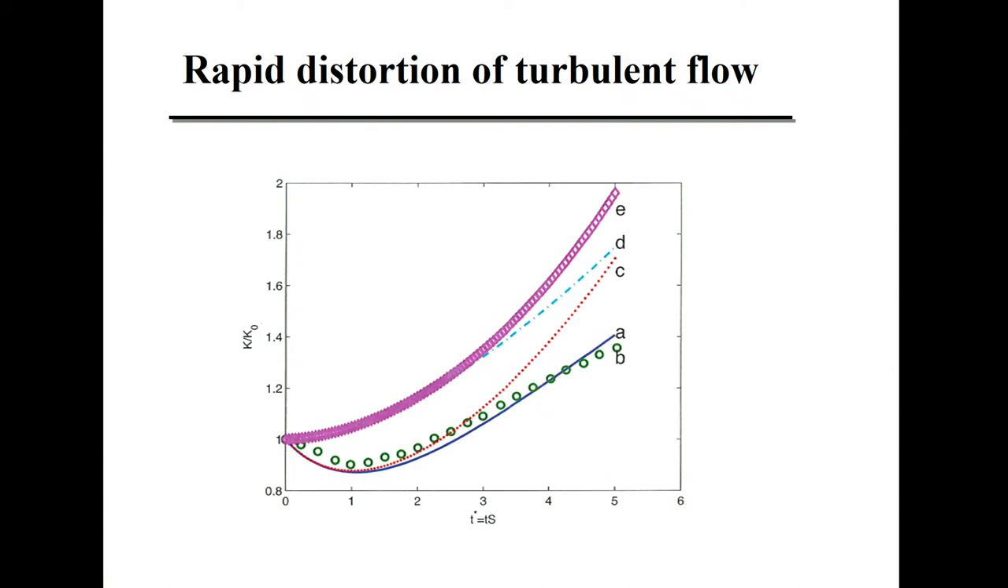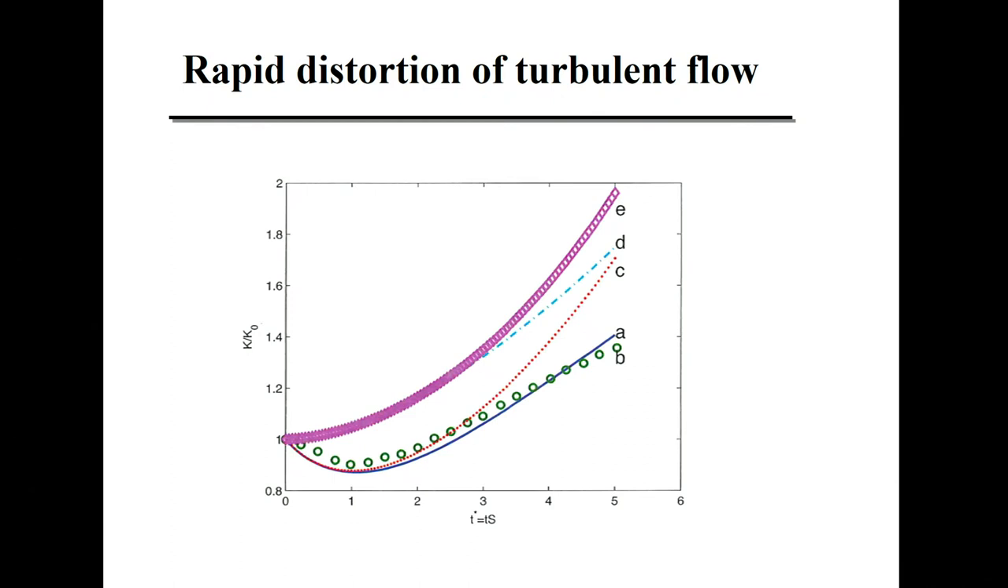Another interesting thing is the rapid distortion, where you have a homogeneous flow but suddenly have a shear imposed, and the experiment shows it actually continues to decay before it rises. The standard k-epsilon model is given by this purple line, and the blue dots are the RNG-based k-epsilon model. If you use the equivalent kinetic expression, then you find, because of the memory effect, the red line is the model based on standard k-epsilon, and the blue line is the RNG one.